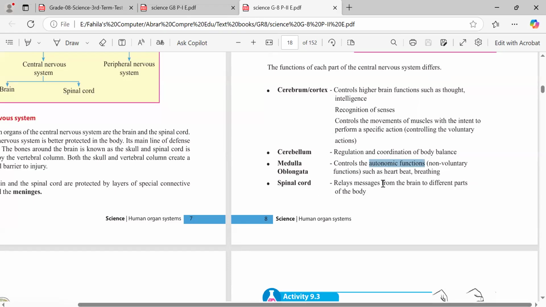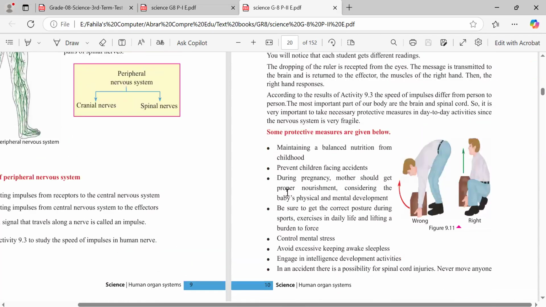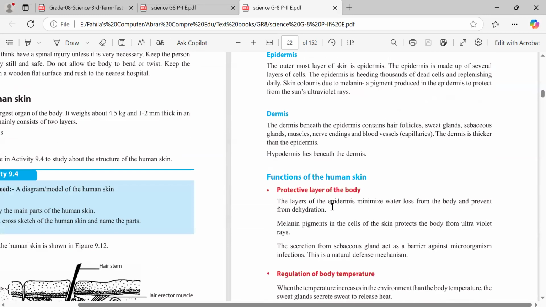Then comes the spine. So that is basically it sends messages from the brain to the different parts of the body. It's the tail of the brain. The spinal cord is like the tail of the brain, right? And then, again, they have told you about protective measures, for your exams, okay?